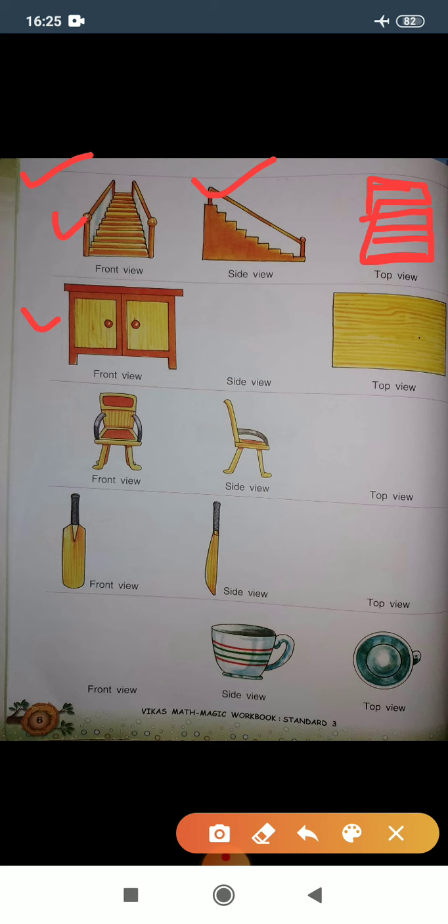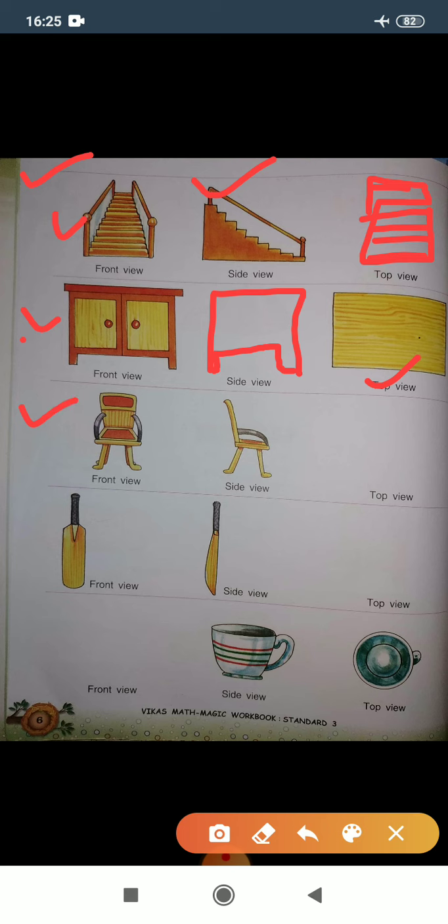After that, one table is given here. So the front view is given and the top view is given. Now we need to draw the side view. So simply we need to draw the side view like this.